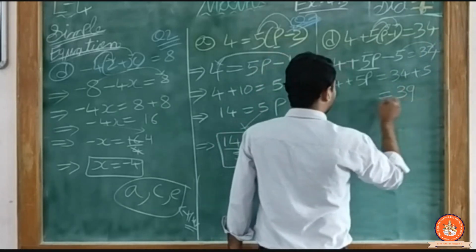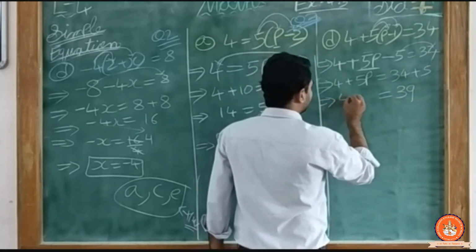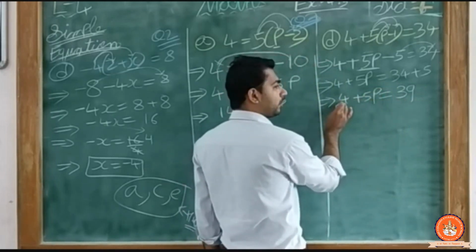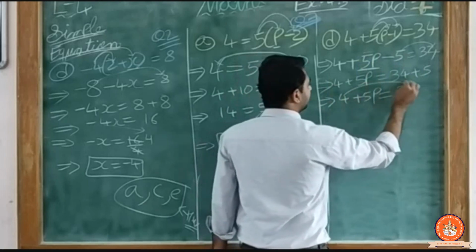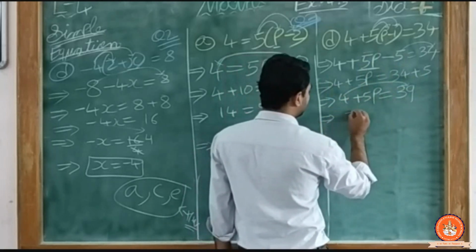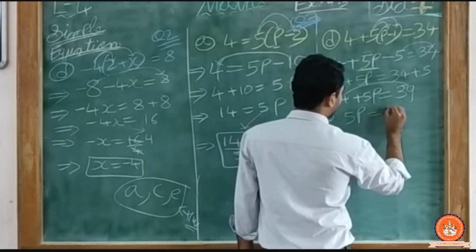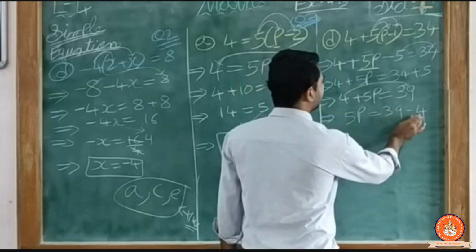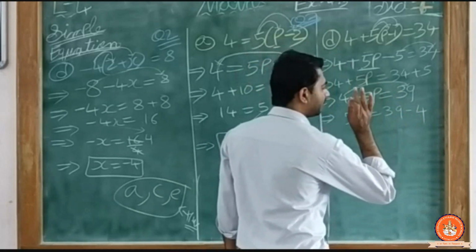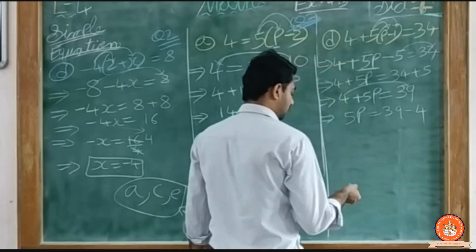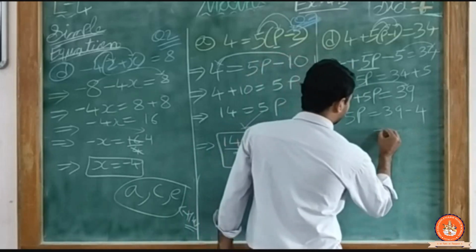Clear? Now this is 4 plus 5p. Now this 4 will go onto the right side because it is alone. So here is 4 plus, so it becomes minus 4. So 39 minus 4 that means 34, 35. See, 9, 1, 2, 3 and 4. That means 35.